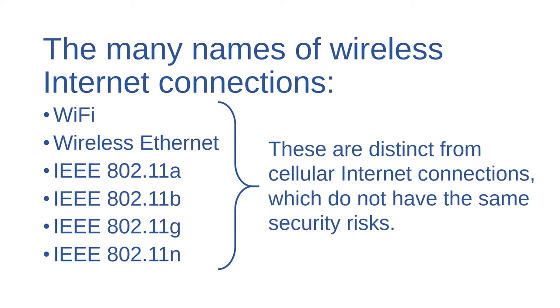These types of connections are distinct from cellular internet connections, which do not have the same security risks as Wi-Fi connections. In this class, when we talk about wireless networks, we're going to stick to the traffic traveling between a Wi-Fi-enabled device, normally a computer, a tablet, or a smartphone, and a wireless internet router. To be clear, the issues we're introducing are relevant to your phone when your phone is on Wi-Fi, but they probably aren't relevant to your phone when you're using your phone's mobile data connection.